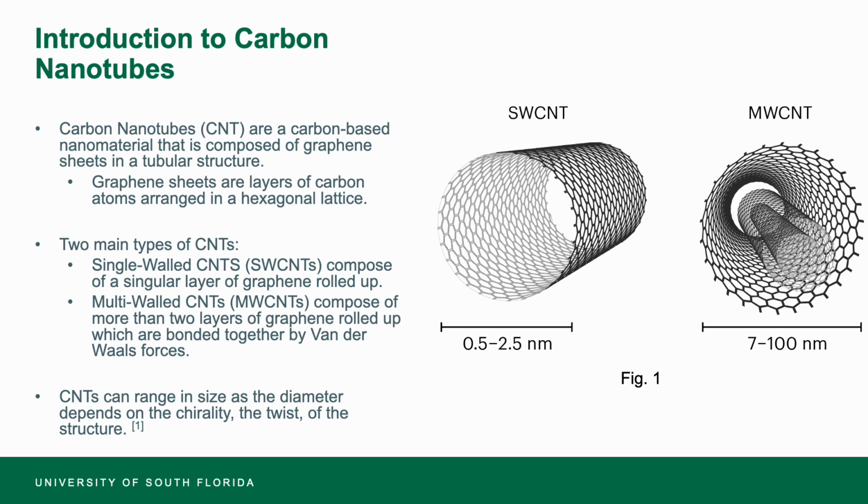Two main types of CNTs are single-wall CNTs and multi-wall CNTs. Single-wall CNTs are composed of a singular layer of graphene roll-ups, and multi-wall CNTs are composed of more than two layers of graphene roll-ups, which are bonded together by van der Waals forces. CNTs can range in size as the diameter depends on the chirality, which is also known as the twist of the structure.